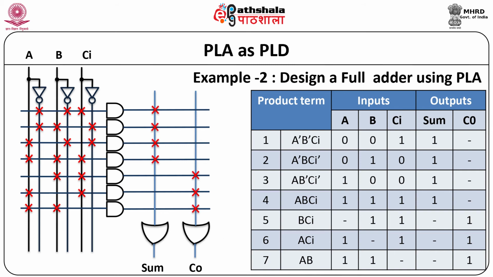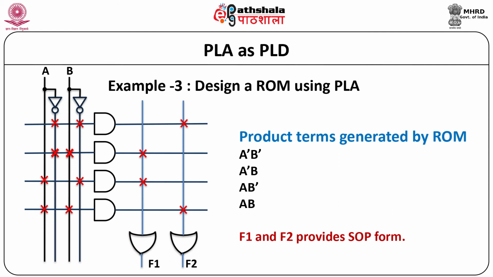Let us now program OR matrix. For generating sum, the crosslink is put on first 4 product terms to generate the sum. Further, 3 crosslinks are placed for 3 product terms to generate carry out. Let us consider the third example of designing a ROM using PLA.